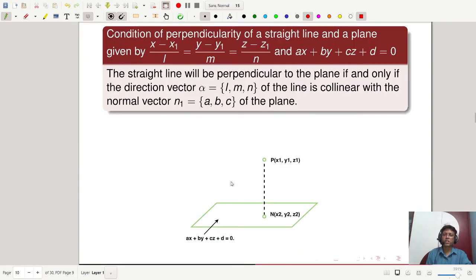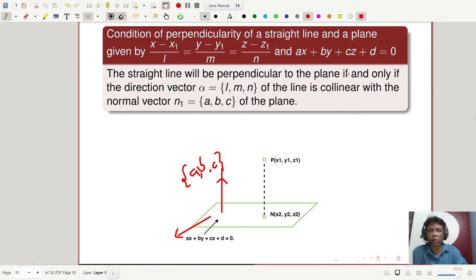Now, what is the condition of perpendicularity of a straight line and a plane? So you have a straight line which is perpendicular to the plane, and the equation of the plane is given by ax plus by plus cz plus d equal to 0. This is the plane, and the normal vector of the plane has components A, B, C. You know that because we have the lecture video on plane also.